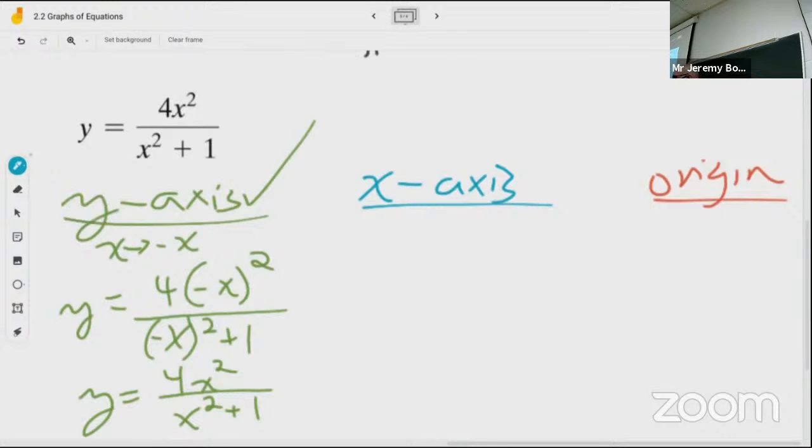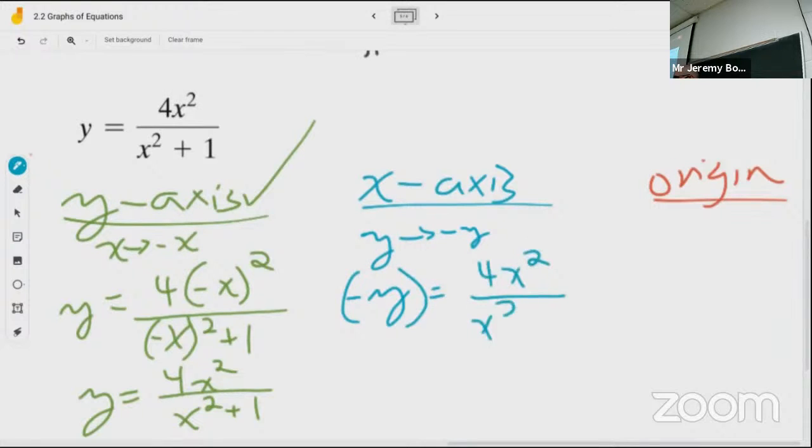Try the x-axis. We're going to replace y with negative y. And so we'll have negative y is equal to 4x squared over x squared plus 1. Not much we can do here. We can multiply both sides by negative, but that means there's going to be a negative in the numerator or the denominator of that fraction on the right-hand side. And so, no, it's not symmetric with respect to the x-axis. And from what we just learned, if it's y and not x, we know it's not the origin.